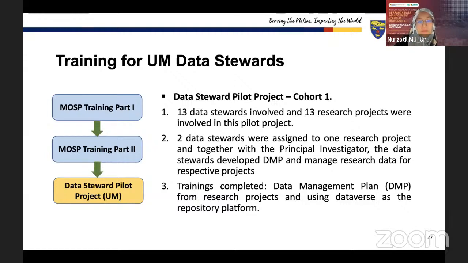they need hands-on training. So what we are doing now in UM is a pilot project for the first cohort. These 30 data stewards are involved, and we have 13 PIs, researchers, who provided us with research data from 30 research projects. Two data stewards were assigned to one research project together with the principal investigator. The data stewards help to develop a DMP and manage the research data for the respective project.